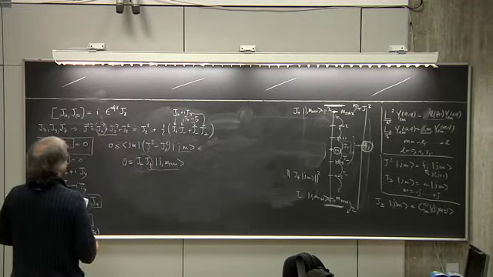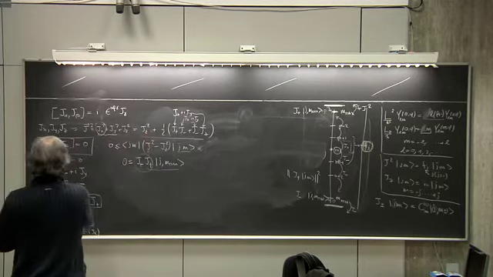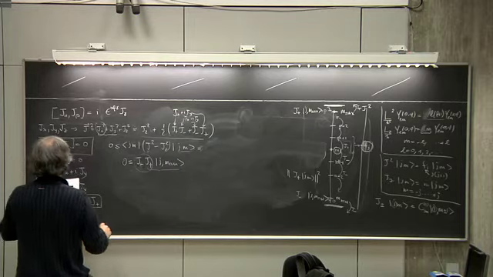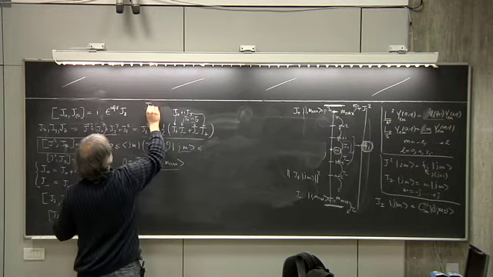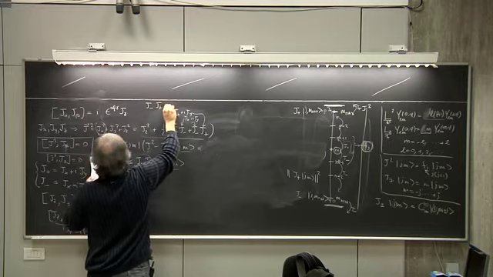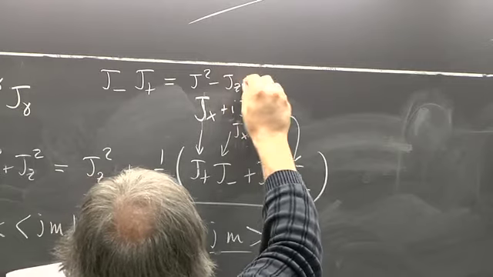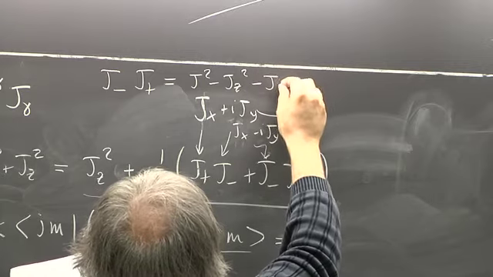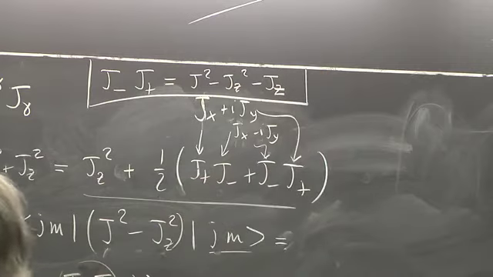it's a simple matter, okay? For instance, from here and from a simple commutator, we can argue that j minus j plus, I write it here, is just equal to j square minus jz square minus jz. This is quite simple to prove.